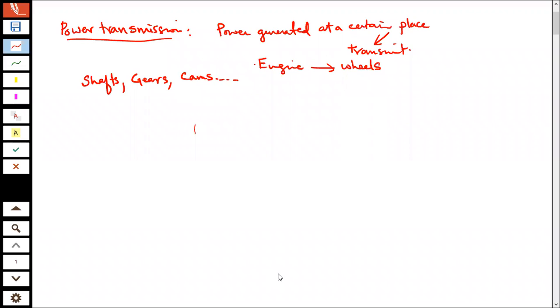Now, all of these power transmission elements are fine, and we talked about gears. You have talked about cams probably in your machines. And you know what shafts are. We are going to talk about the design of shafts in detail, but shafts are just circular sections, and they transmit power and they rotate. Okay? Now, there are other elements and we call them flexible power transmission elements.